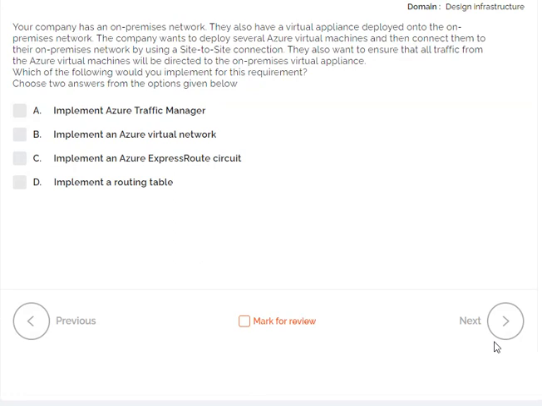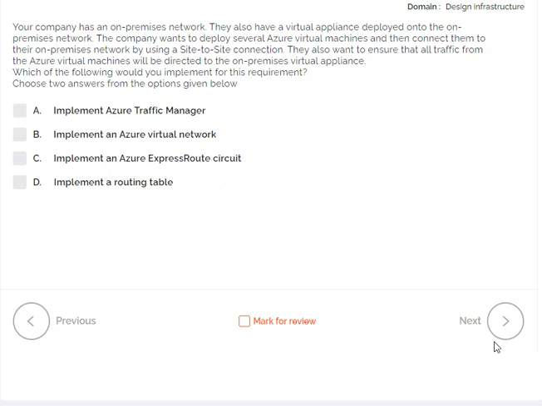Okay, so the next question is, your company has an on-premises network. They also have a virtual appliance deployed onto the on-premises network. So we are talking about the virtual appliance. The company wants to deploy several Azure machines and then connect them to their on-premises network by using the site-to-site connection. They also want to ensure that all the traffic from the Azure virtual machine will be directed to the on-premises virtual appliance. Which of the following would you implement for this requirement? Here we need to choose the two answers.